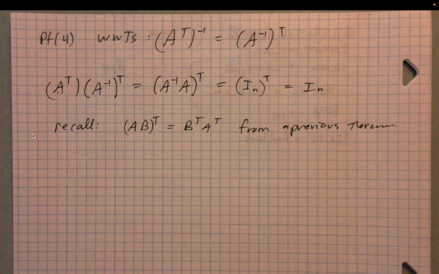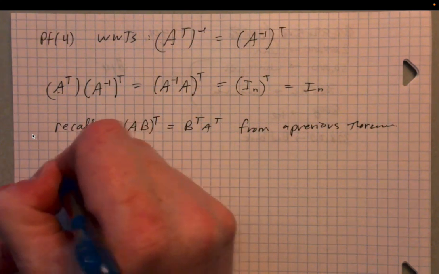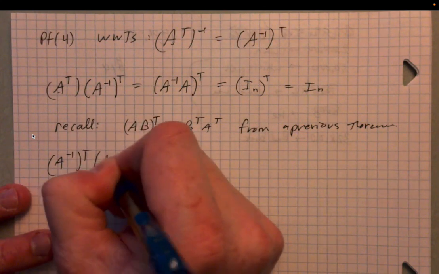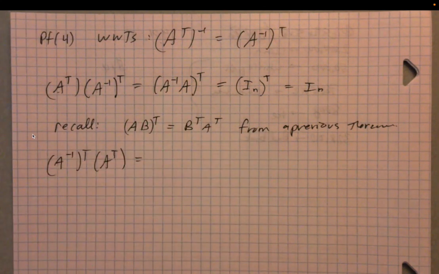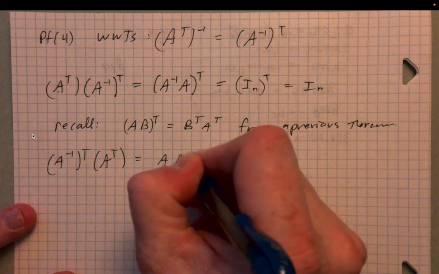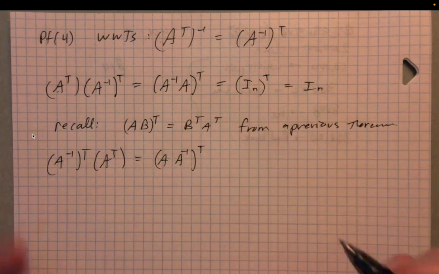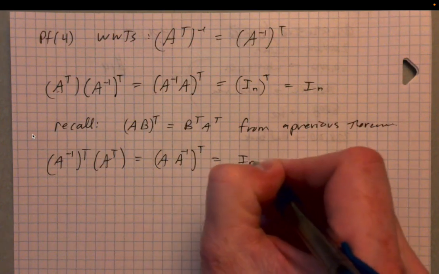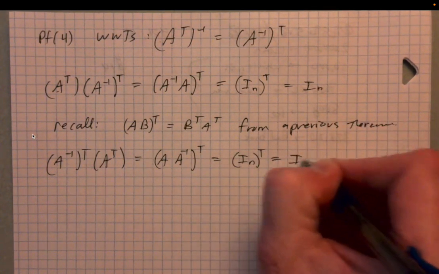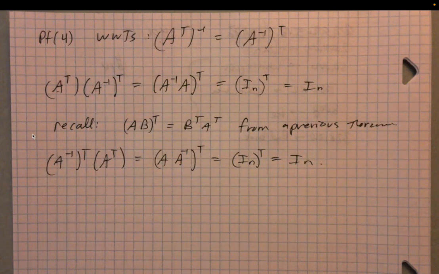Perfect. That's exactly what we want. And the order doesn't matter here, right? You can flip the order the other direction as well, and you'll get the same thing. Namely A inverse transpose times A transpose. Well, that's just the identity matrix transpose, which is the identity matrix. So that one works. Very good.